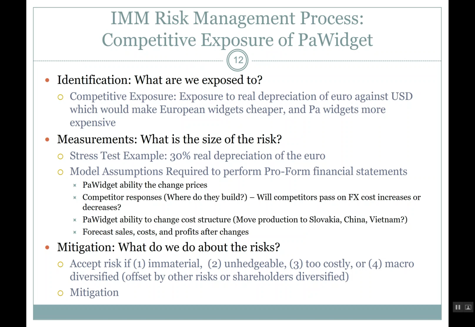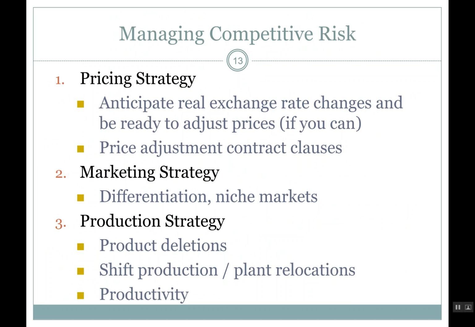All right. How do we hedge this long-term competitive exposure? Well, number one is just pricing strategy. Just be ready to change prices. Pull the trigger and change price as soon as you see an inflation-driven exchange rate change. Have price adjustment clauses that may be tied to real changes in inflation. Relative to the Japanese story, maybe the only way you'd be able to change prices is not to have a commodity, so maybe you need to build a bit of a brand or a niche market that has some pricing power.